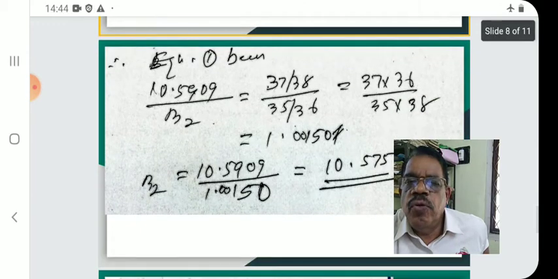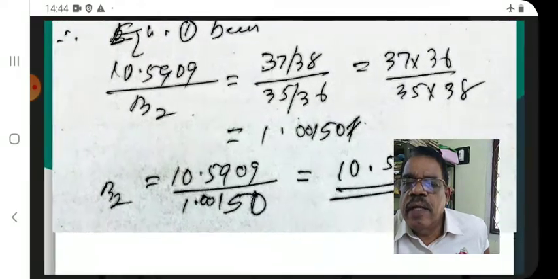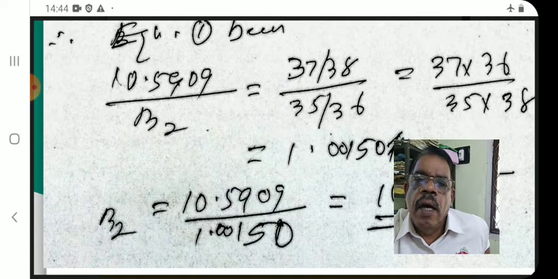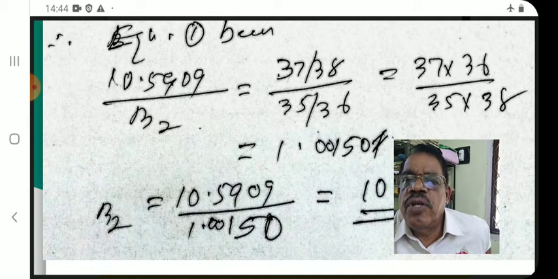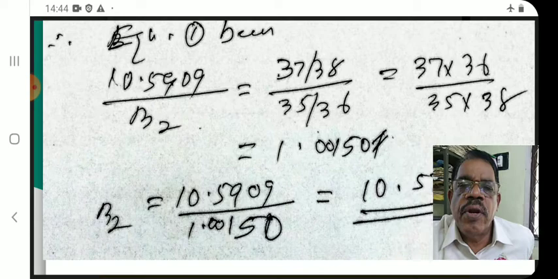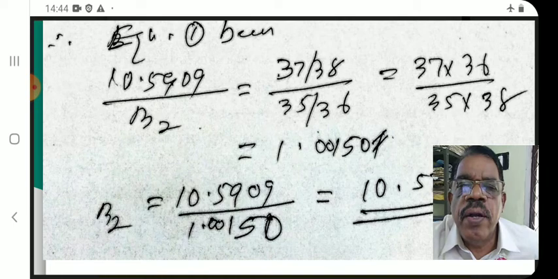For B1 by B2, we need not write in kilograms, we can simply write the atomic mass unit values. Therefore, equation 1 becomes 10.5909 by B2 is equal to mu2 by mu1, that is 37 by 38 all by 35 by 36. It is equal to 37 into 36 by 35 into 38, which is equal to 1.001501. Or simply 1.0015.